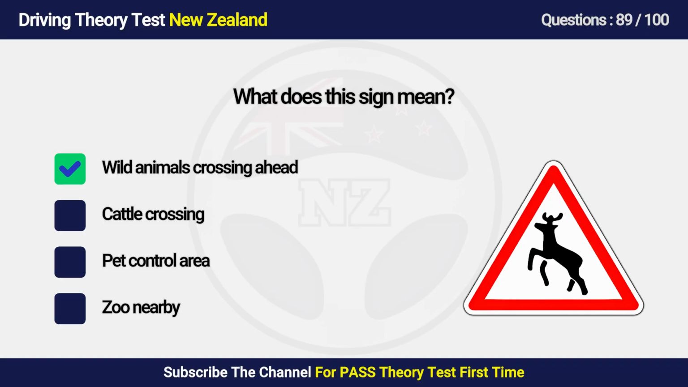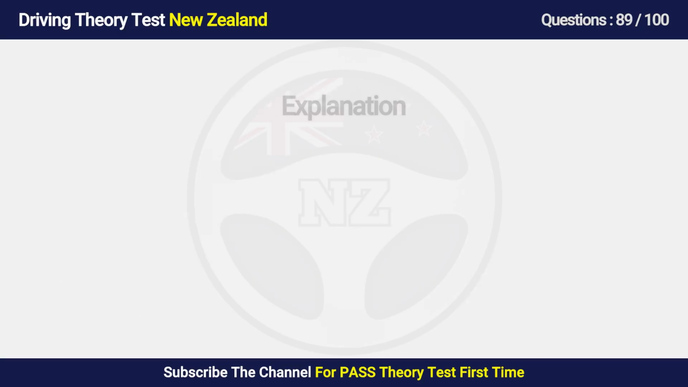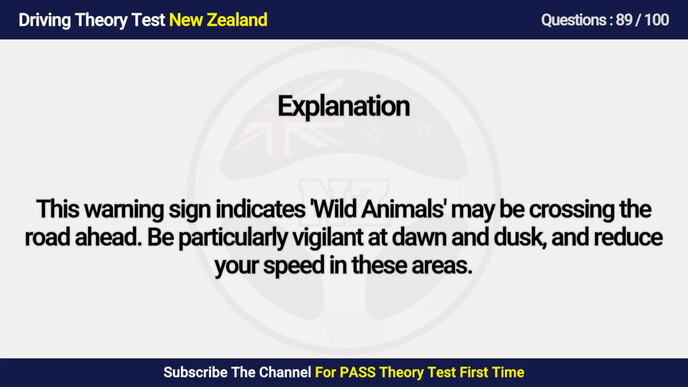Answer is A. Wild animals crossing ahead. This warning sign indicates wild animals may be crossing the road ahead. Be particularly vigilant at dawn and dusk, and reduce your speed in these areas.